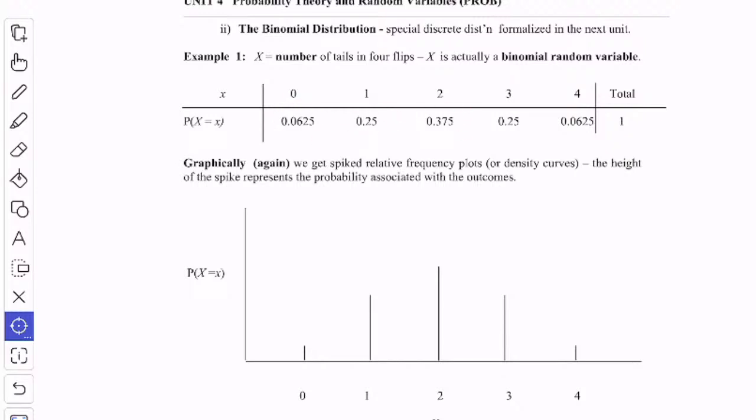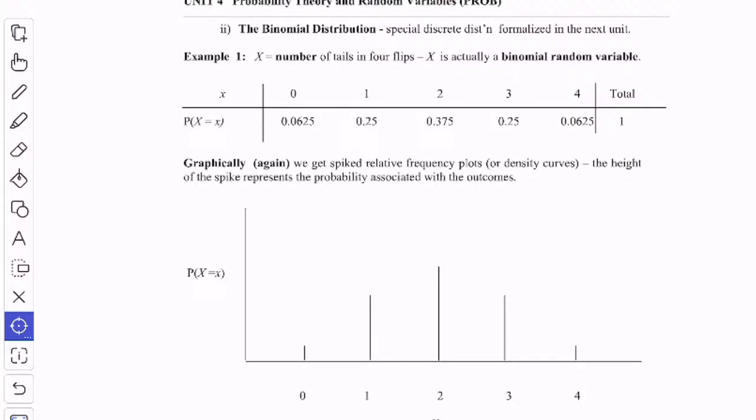So this is just an example of a binomial distribution. In fact, we've seen this before, right? The variable number of tails in 4 flips of a coin. And this is actually an example of a binomial distribution. In a moment, we're going to talk about the criteria for a phenomenon to be associated with a variable that's binomial.